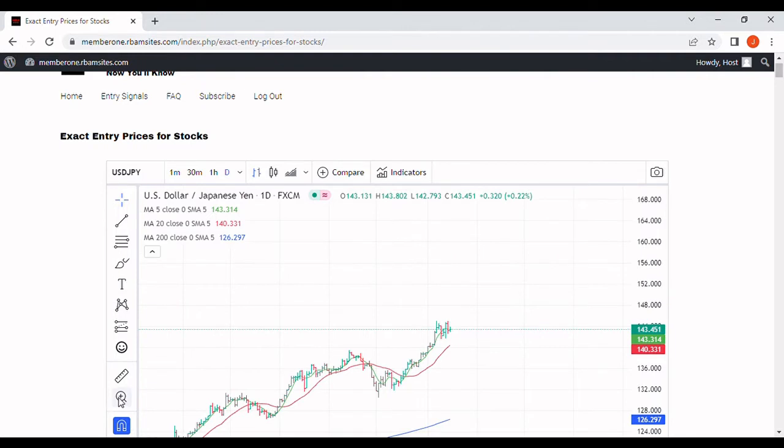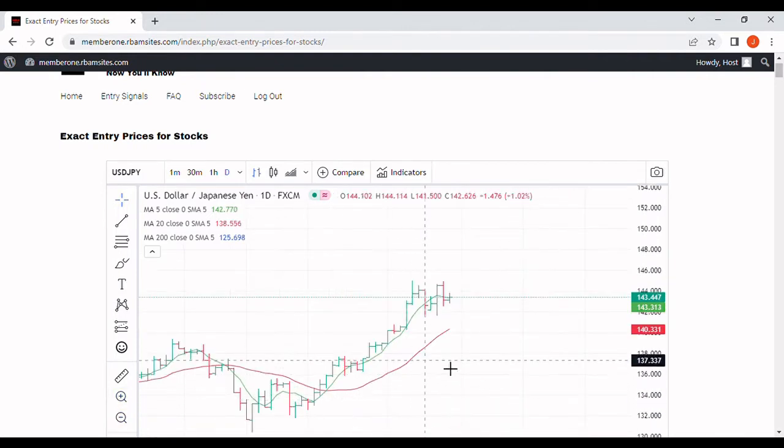Let's take a look here. Looks like we did not touch it. The low today is 142.79, so we didn't get there. We're looking at a buy signal of 142.5. So it hasn't got there, and that's not unusual, but we're not too far off, about 25 pips.